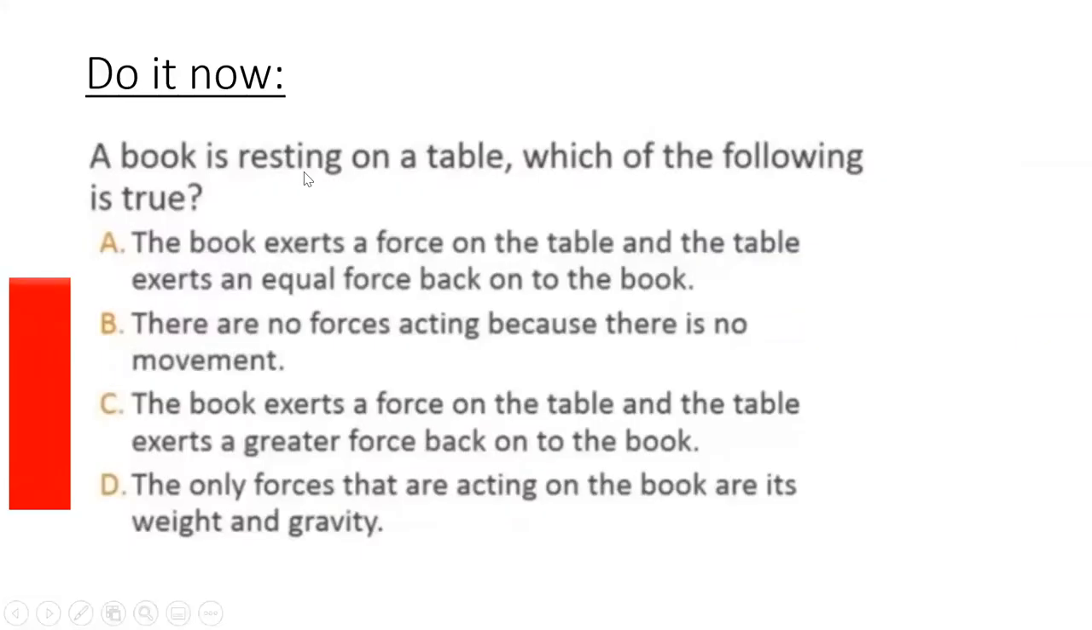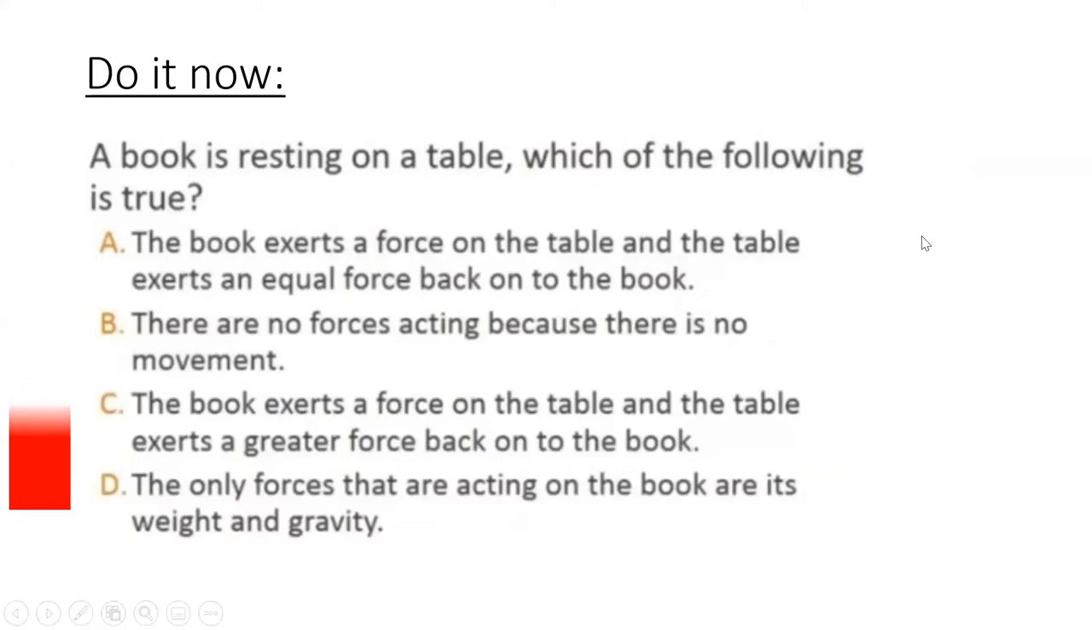So, another question. Have a think about it yourself, give it a little pause in a moment. A book is resting on a table. Which of the following is true? A, the book exerts a force on the table and the table exerts an equal force back on the book. B, there are no forces acting because there is no movement. C, the book exerts a force on the table and the table exerts a greater force back on the book. Or D, the only forces acting on the book are its weight and gravity. I'll give you a second to pause.